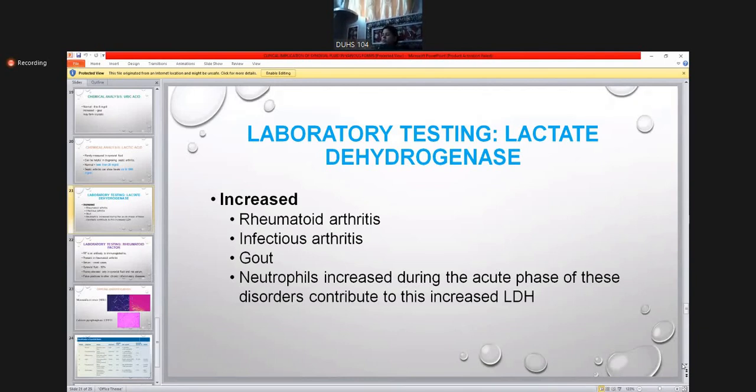Always remember, LDH is a marker for tissue breakdown. It is abundant in the RBCs, and polymorphs increase in many diseases, so it will cause an increase in the LDH level. Neutrophils increase during the acute phase of these disorders and contribute to increased LDH. So is it clear? If there is some infection, if there is gout, if there are any arthritis-like conditions, then it can contribute to an increase in the LDH level in the synovial fluid.